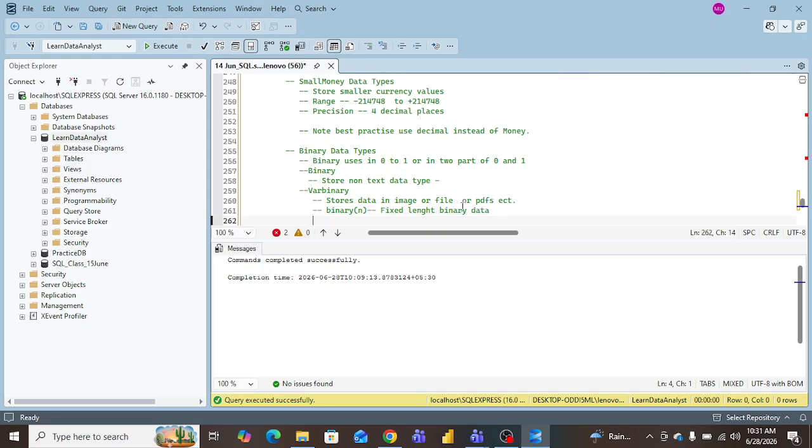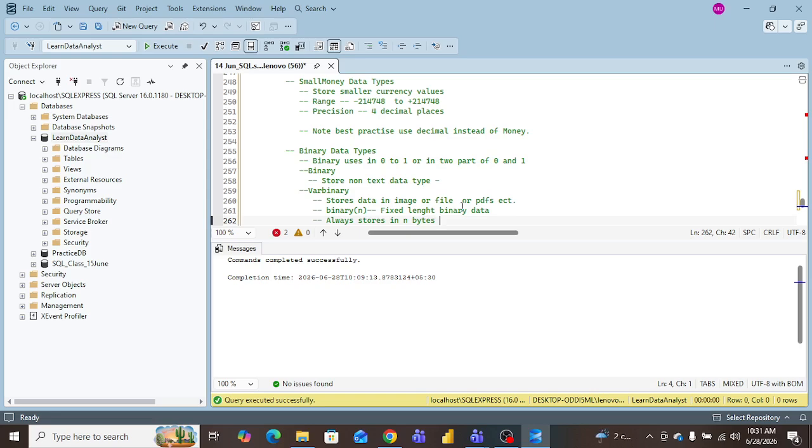It always stores exactly n bytes. Okay, and varbinary is the same here.